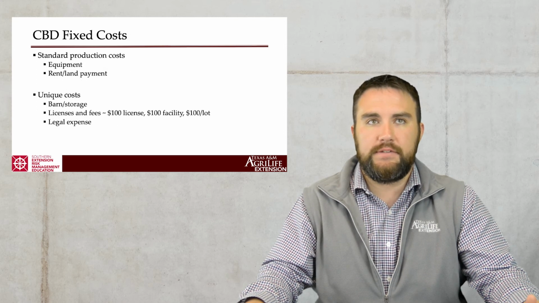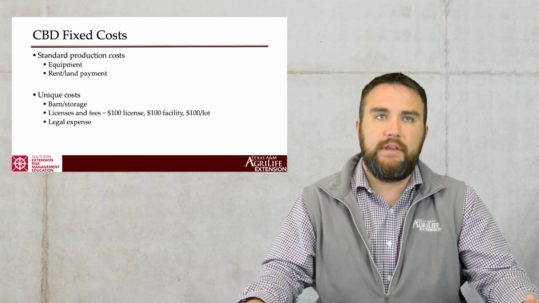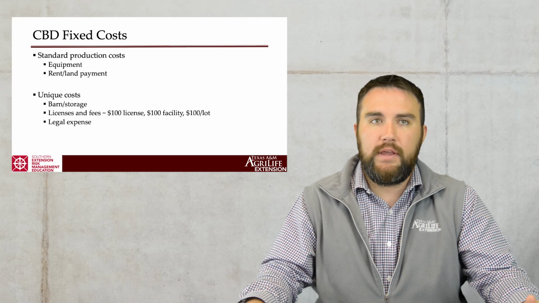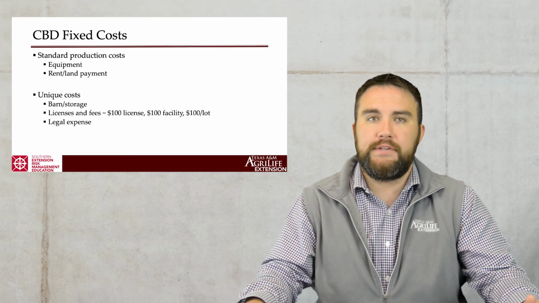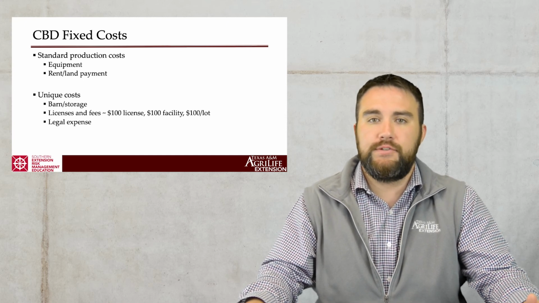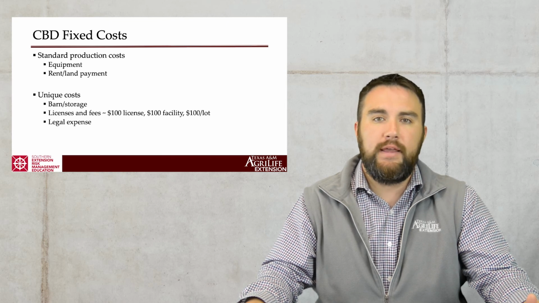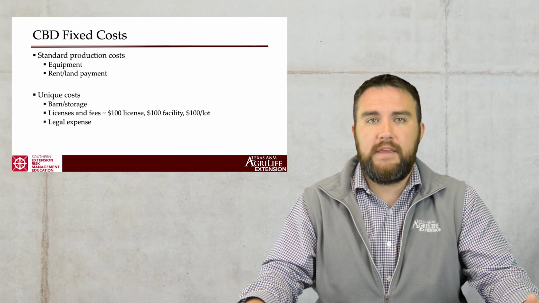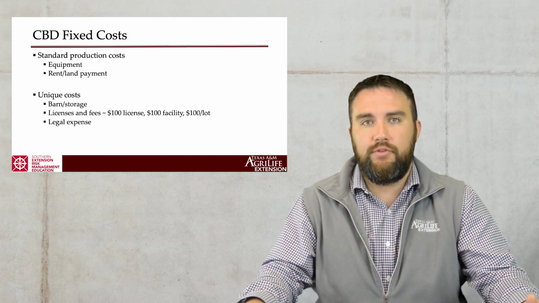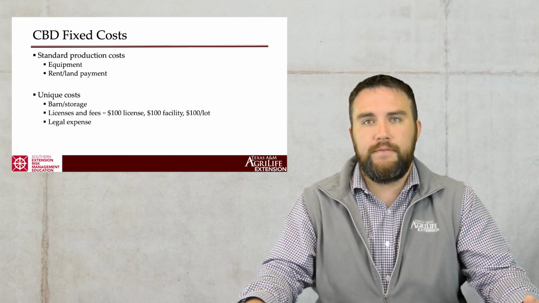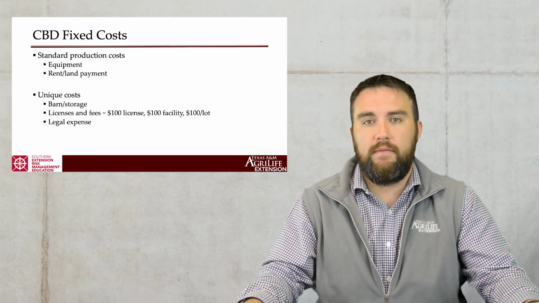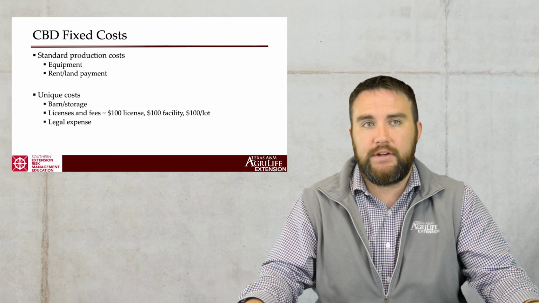CBD fixed costs include standard production costs like we discussed for variable costs. We typically consider these as equipment and rent or land payment, and unique costs. As I said earlier, you may consider construction of a barn or a place to store hemp while it's drying. That would be a high cost, certainly. Licenses and fees. In Texas, we have $100 for a license, $100 for a facility, and $100 per lot. You can visit our other videos that talk about what each of these things actually is.